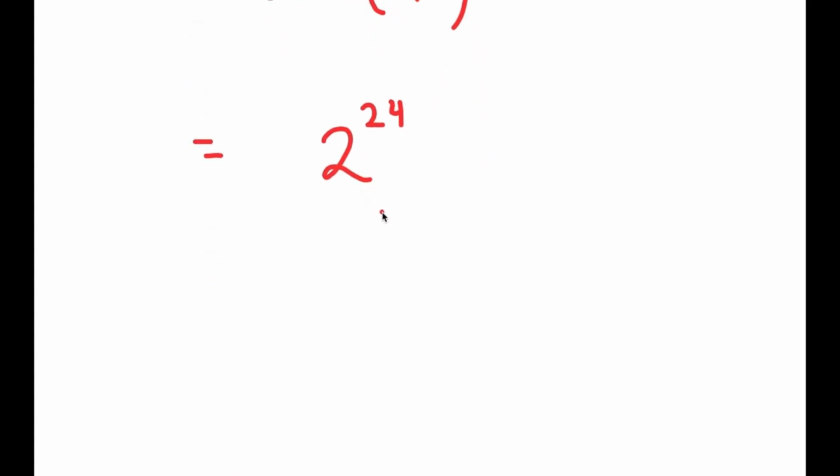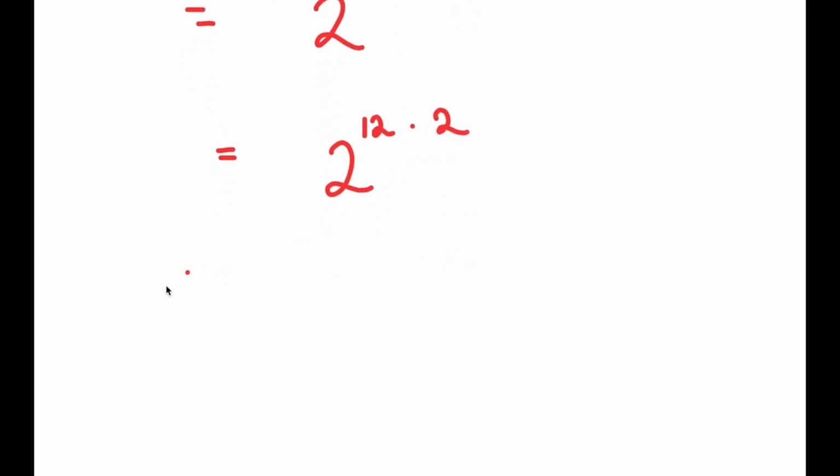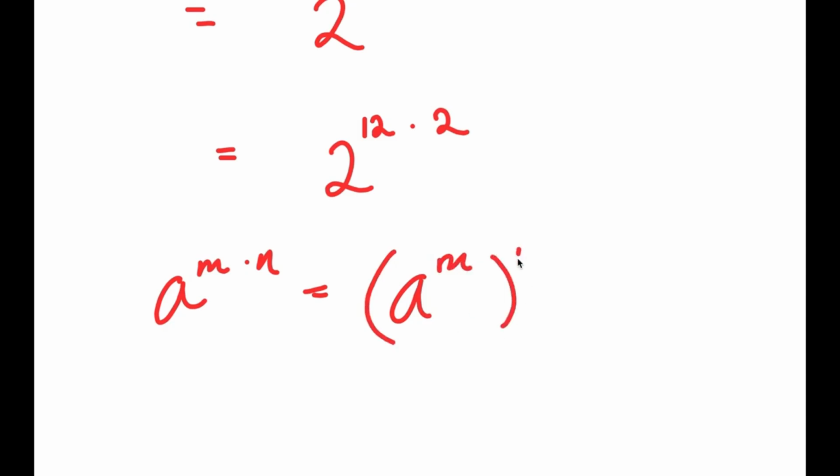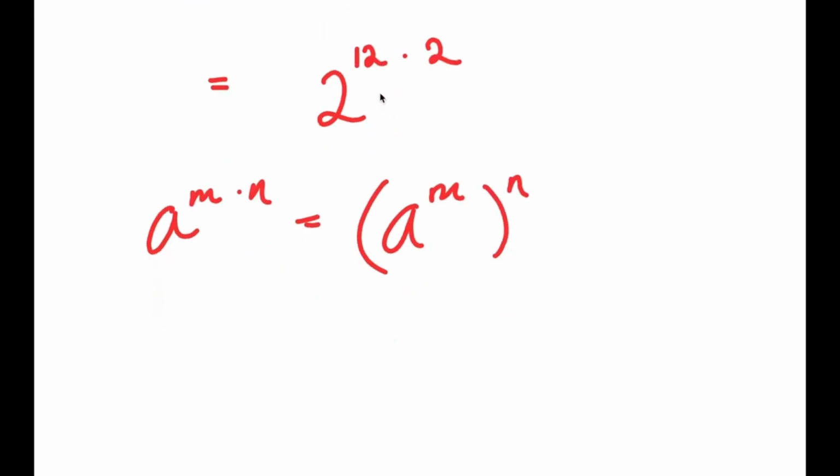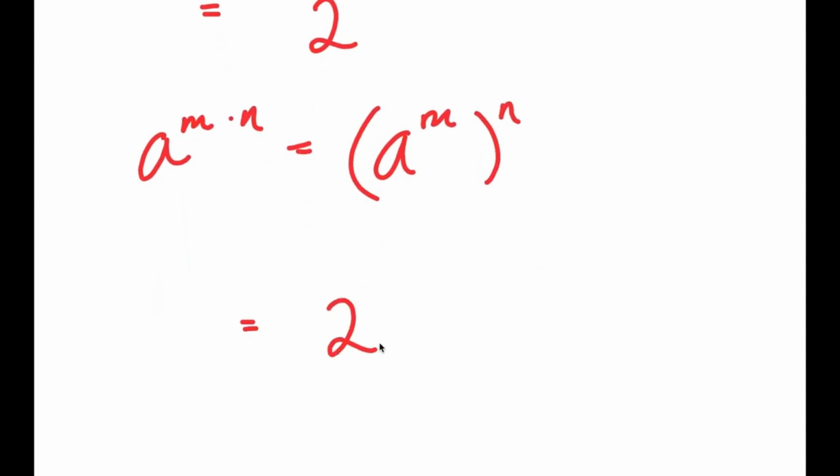Now, from here, I'm going to rewrite this as 2 to the power of 12 times 2. The reason I did this is because I can now use the property a to the power of m times n is equal to a to the power of m to the power of n. So 2 to the power of 12 times 2 is equal to 2 to the power of 12 to the power of 2.